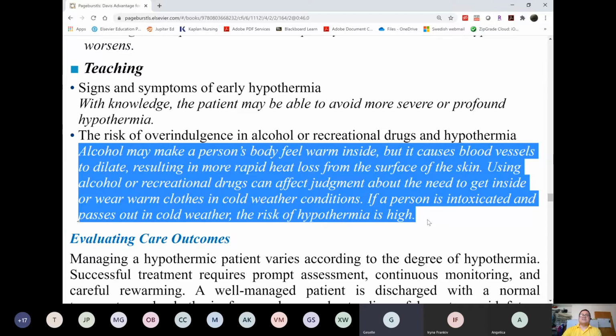Stop playing. Alcohol may make a person's body feel warm inside, but it causes blood vessels to dilate, resulting in more rapid heat loss from the surface of the skin. Using alcohol or recreational drugs can affect judgment about the need to get inside or wear warm clothes in cold weather conditions. If a person is intoxicated and passes out in cold weather, the risk of hypothermia is high.